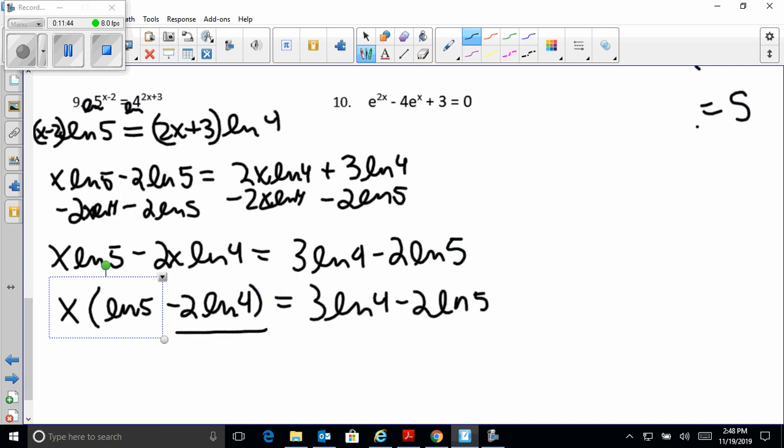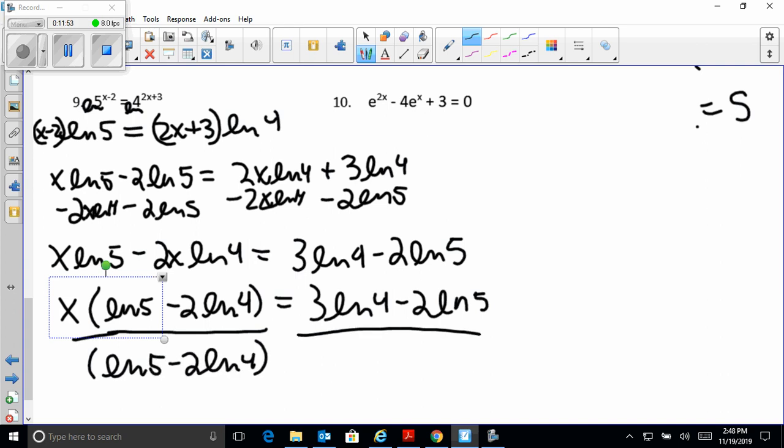And then I can divide so I can get my x by itself. And then I'm done. That's what x equals. X equals 3 natural log of 4 minus 2 natural log of 5 divided by natural log of 5 minus 2 natural log of 4. You could put that in your calculator. I get negative 6.34.